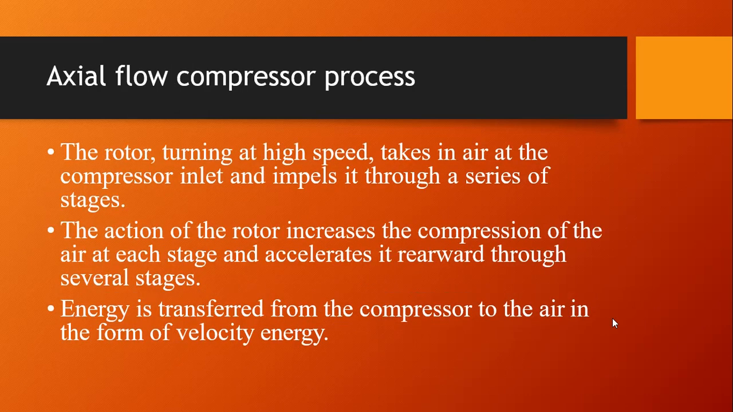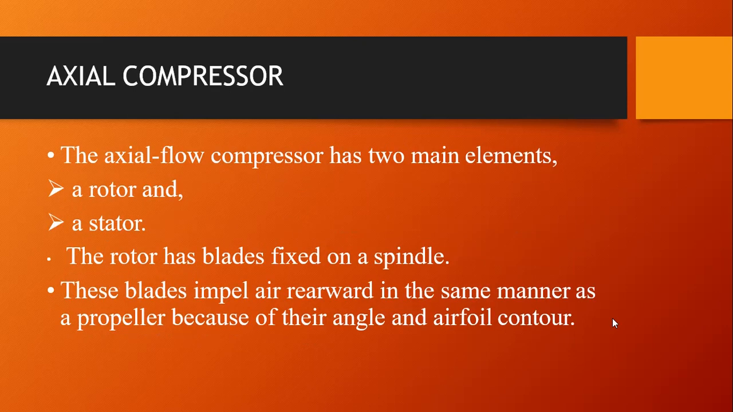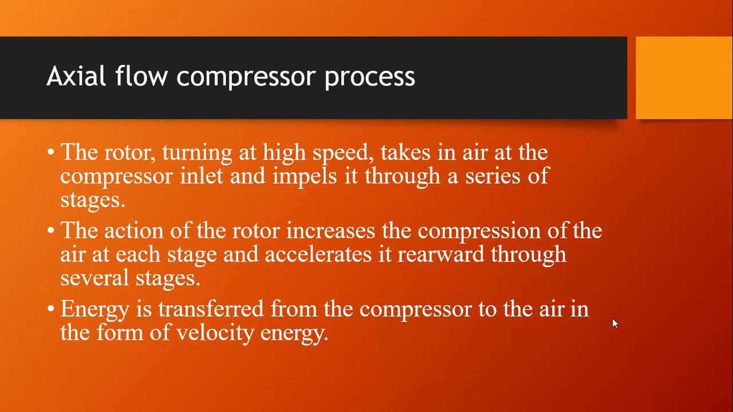So, the axial flow compressor process. We have a rotor turning at a high speed, and it takes in air at the compressor inlet. It's rotor and stator, and the rotor blade is fixed on a spindle. These blades impel air rearward through a series of stages. The action of the rotor increases compression of air at each stage and accelerates it rearward through several stages.